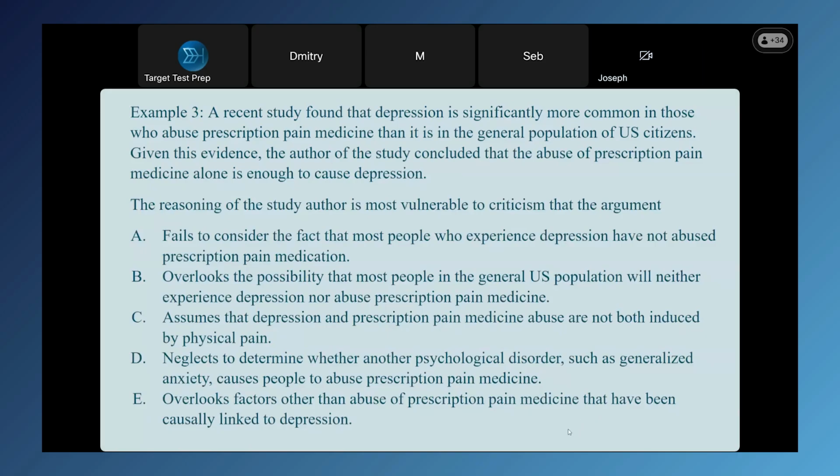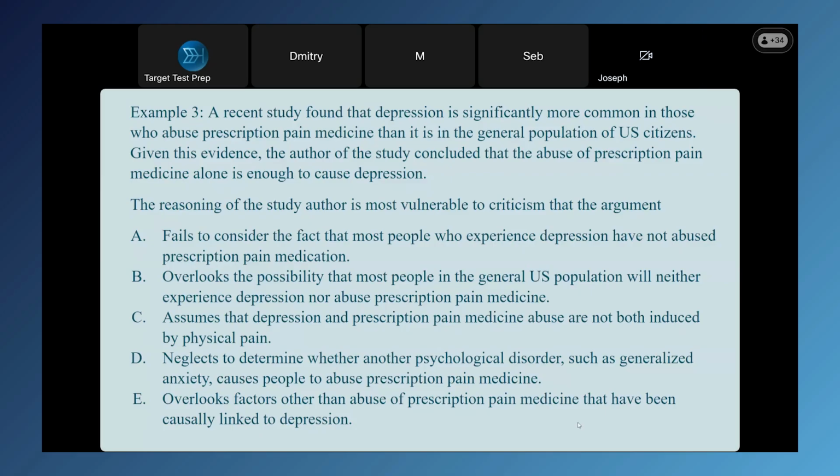Okay. The reasoning of the study author is most vulnerable to criticism that the argument A fails to consider the fact that most people who experience depression have not abused prescription pain medication. It does fail to consider the fact that most people who experience depression have not abused prescription pain medication, but that is not a logical flaw. I think something can still cause something, even if it's not the only cause of that thing.